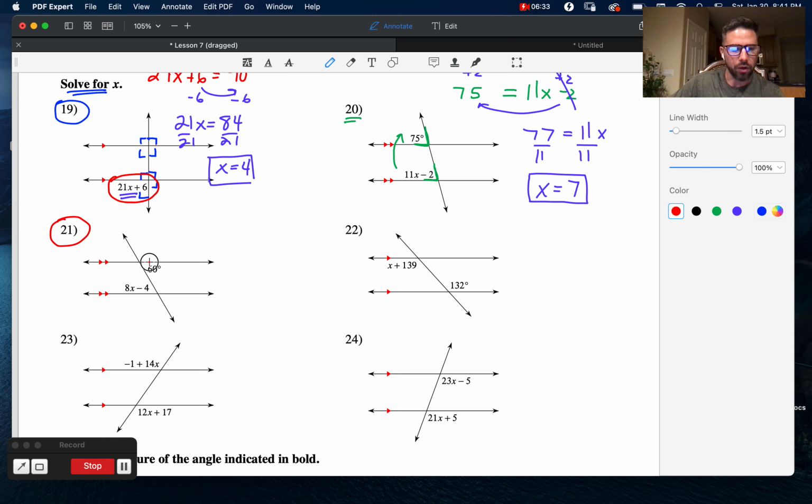Okay, so 21, look, small acute angle, small acute angle. Okay, if you have small and small, guess what you do? You set them equal. Okay, so we're going to say 8x minus 4 equals 60. Add 4 to both sides. Boom. 8x equals 64. Divide by 8, divide by 8, x equals 8.